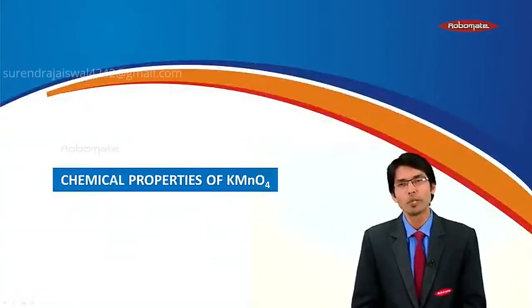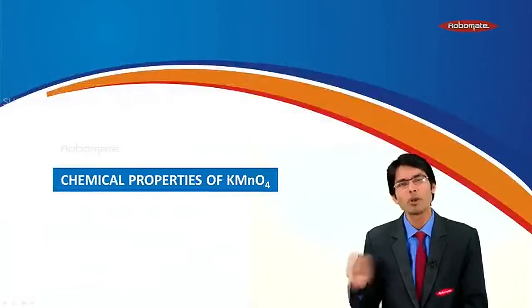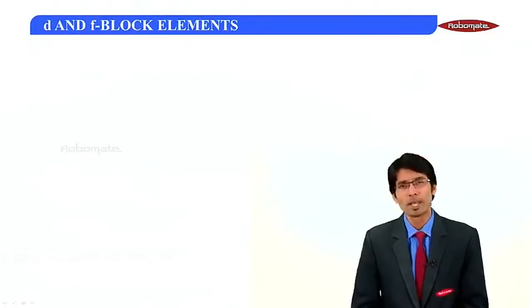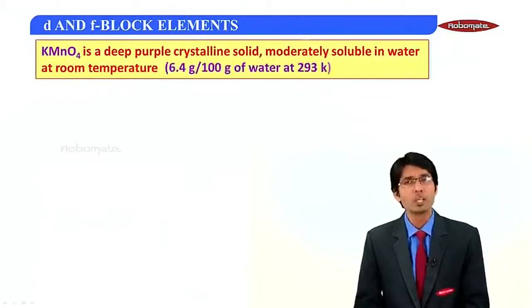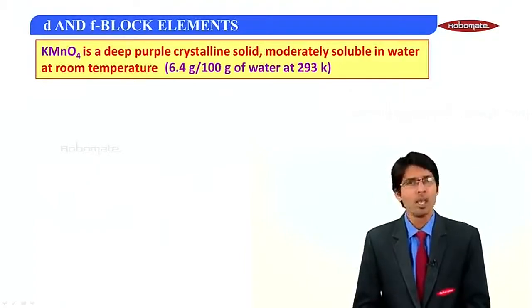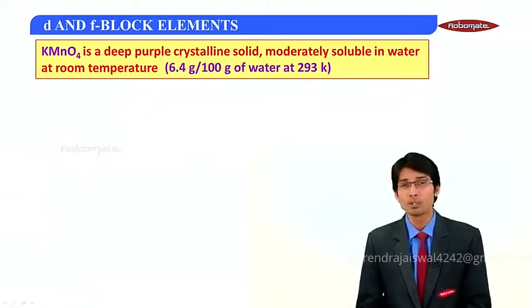Now in this module we are going to learn about the chemical properties of KMnO4, or you can say potassium permanganate. If you look at the crystals of potassium permanganate at room temperature, it is a deep purple colored crystalline solid, and when it is dissolved in water, it is moderately soluble, or sometimes sparingly soluble in water at room temperature.